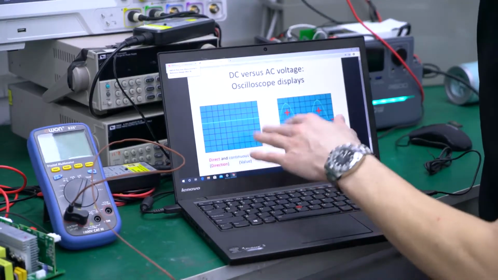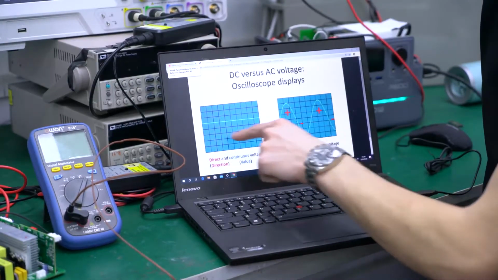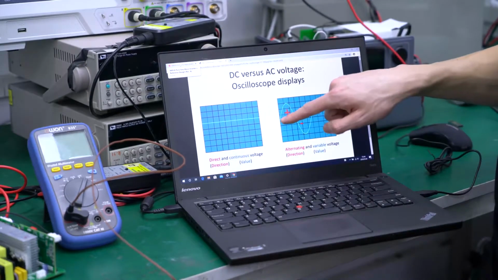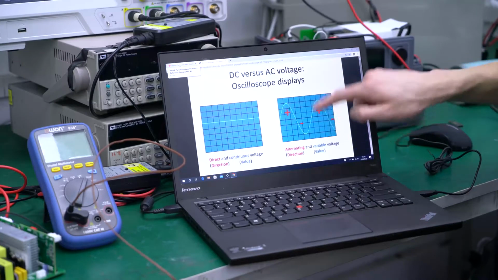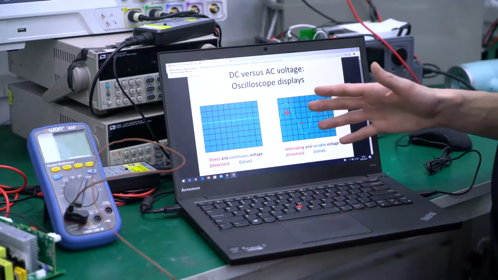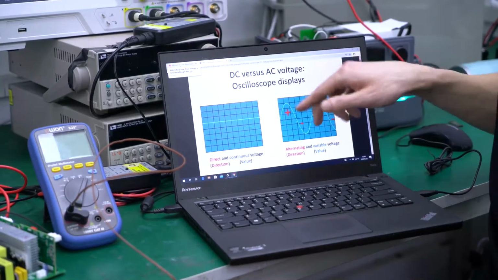DC stands for direct current, and as you can see here by this straight line, this is a direct and continuous voltage. Now AC stands for alternating current. As you can see here by this waveform, this is an alternating and variable voltage. Anything that requires an AC input, which is basically everything in a home, cannot work with a DC input.